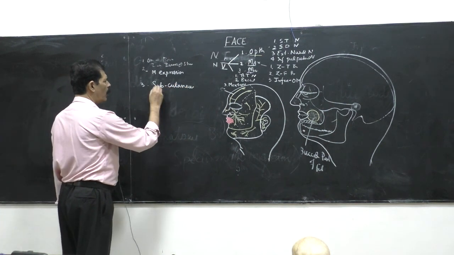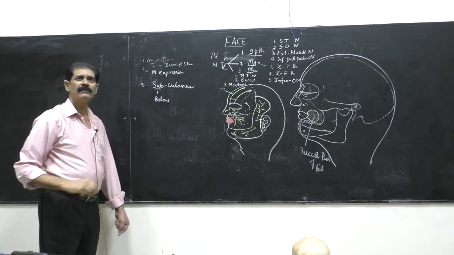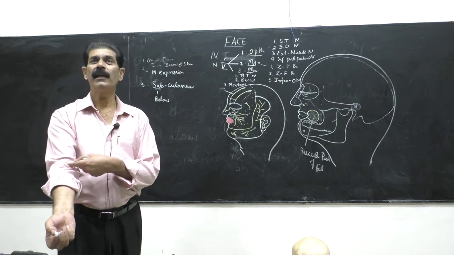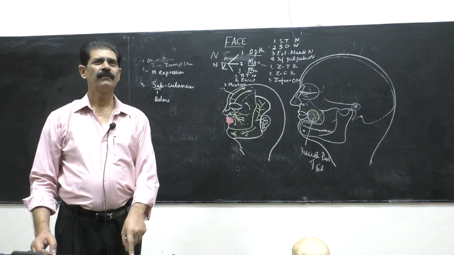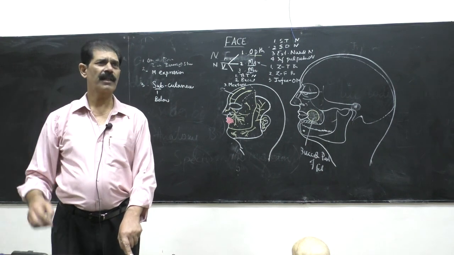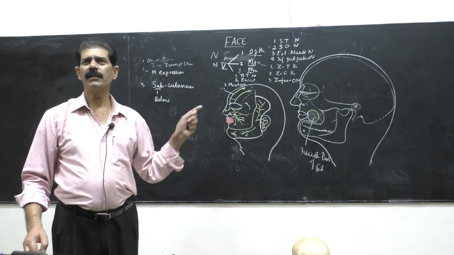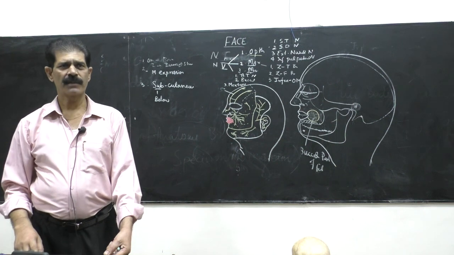Sub means below. Cutaneous means cutis. Cutis means skin. All the other muscles you have seen, where are they present? Below the deep fascia. But these are present just below the skin. So they are all subcutaneous muscles. Whenever anybody asks you, you should know these three things about the specialty of the facial muscles.